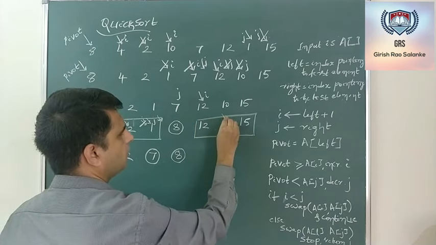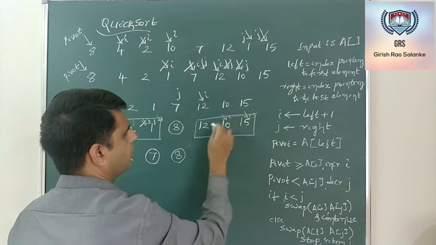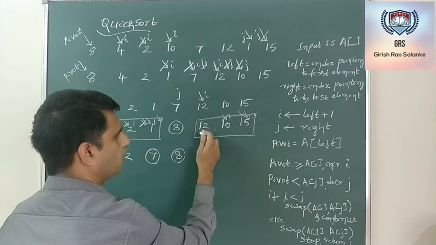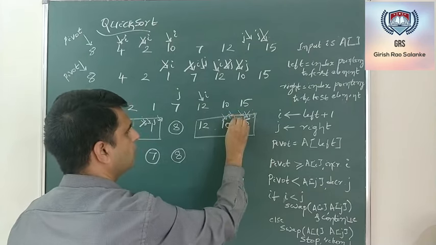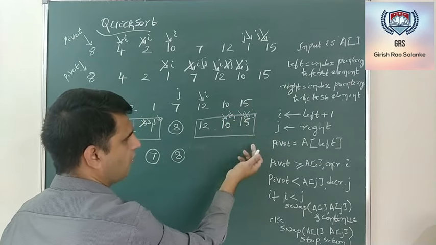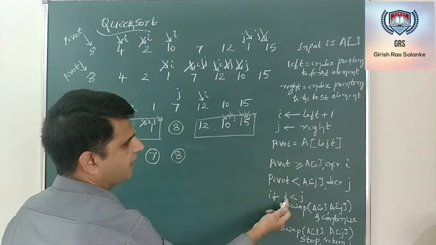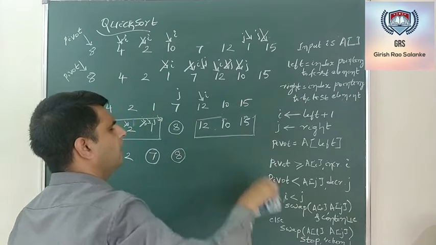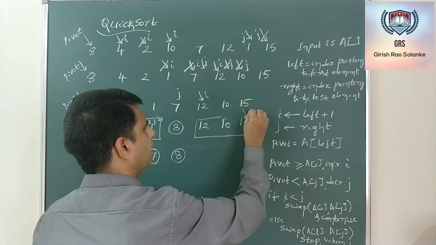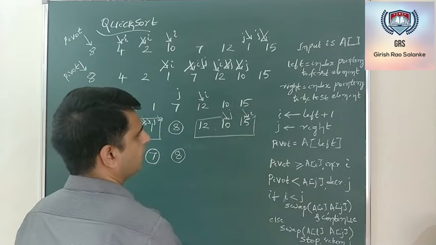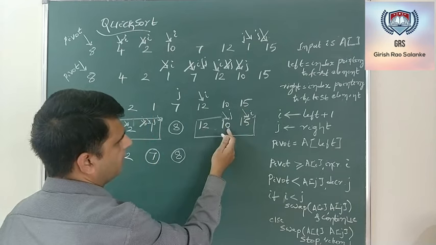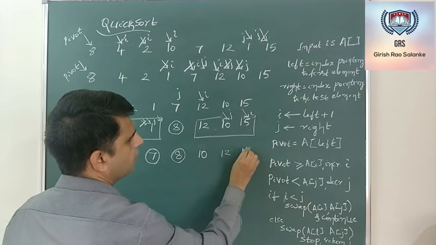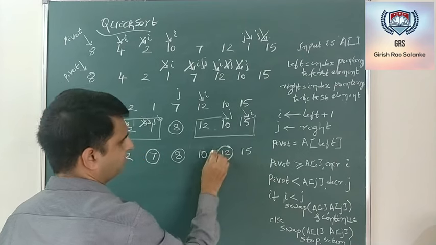This will be your pivot. This is your i and this is your j. 12 greater than 10, yes, increment i. 12 greater than 15, false. 12 less than 15, true. This is j. 12 less than 10, false. Now go for this case: is i greater than j? No. i was pointing to this and j was pointing here. Now this is the else part. What you need to do is swap 12 and 10. So 10 on the left-hand side, 12 here, 15. Now 12 is in its actual position.